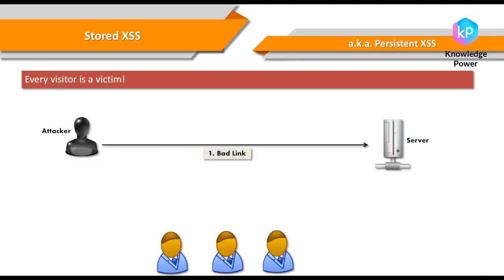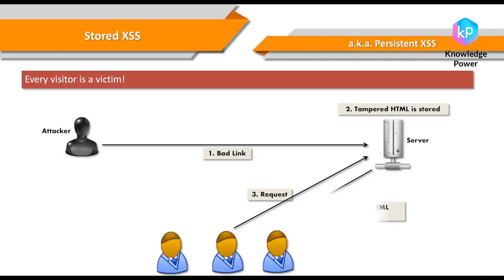The attacker prepares the HTML request and sends it to the server. The server stores the input sent in the request. Anytime a visitor visits the page which contains the output produced using the malicious request, the tampered page is returned to the visitor. Since the malicious code is stored in the server, the attacker does not have to convince anyone. Every visitor is a victim now.